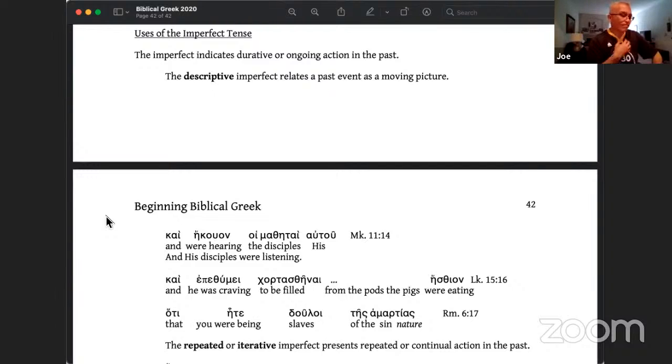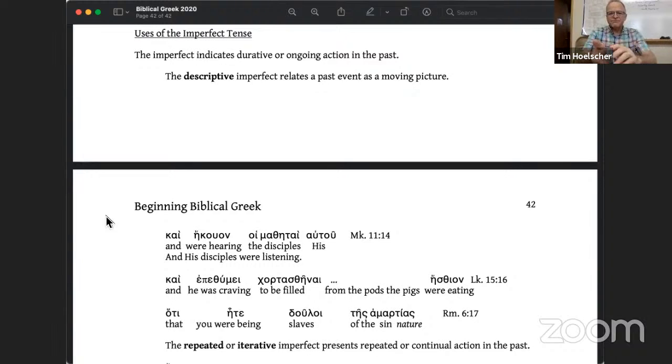It makes sense. We're looking at the imperfect here. We have a descriptive imperfect that relates a past event as a moving picture. We all get this because we watch movies, and in the movie somebody's telling something and he goes back and says, oh, that guy was sleeping. But they could also do a flashback in a movie and you actually see what was going on in the past. So we get that idea of a moving picture in the past.